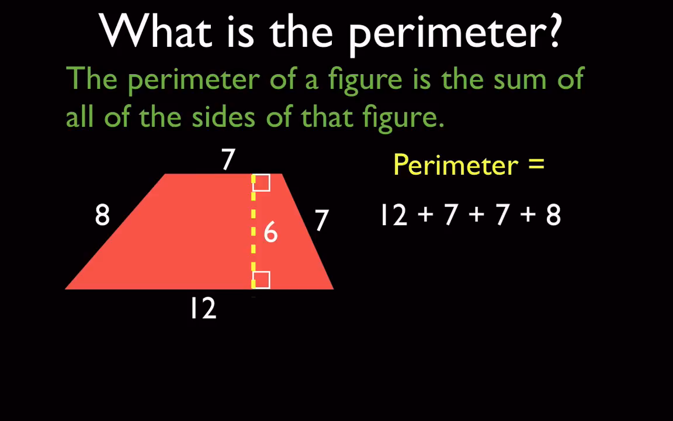For me, I add the 12 and the 8 to make 20. 7 and 7 make 14. Then I add those together. But you can do it however you like.